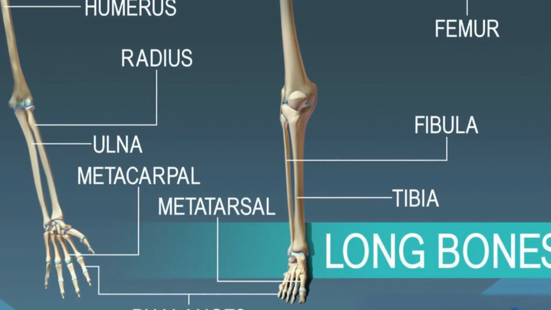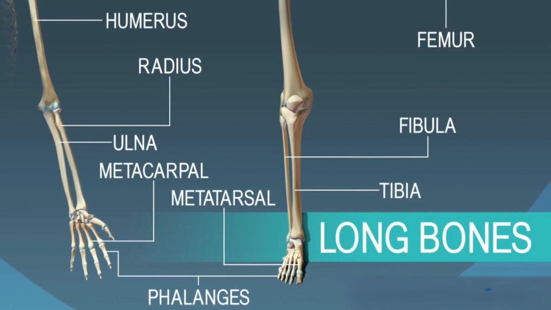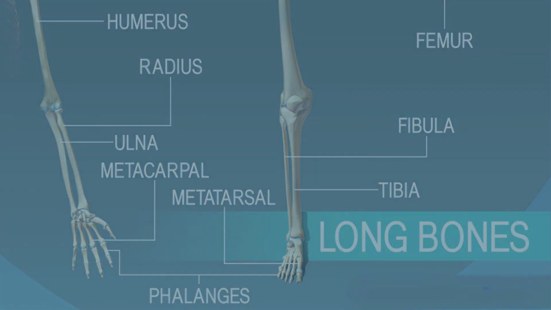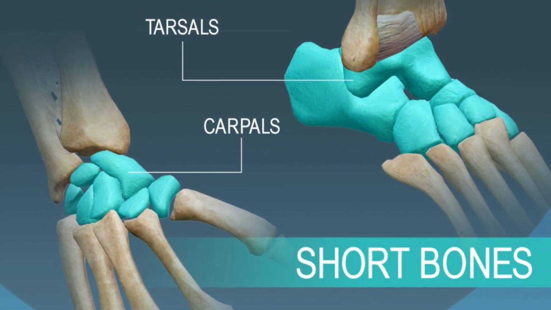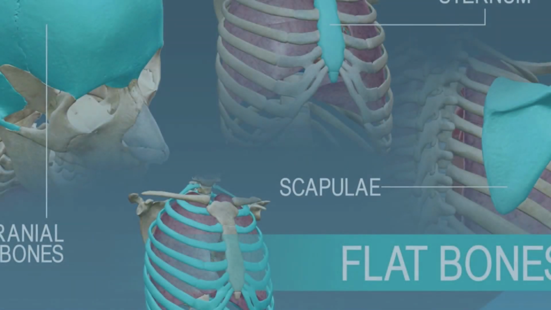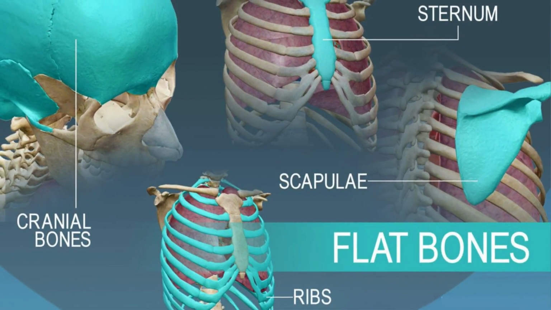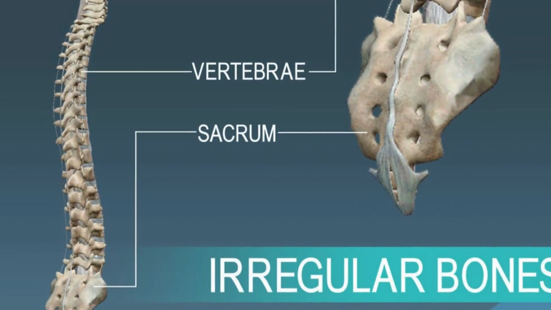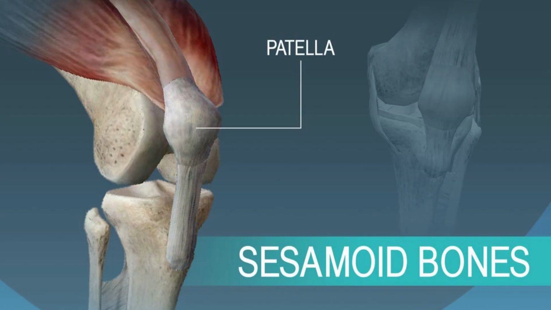Long bones, such as the femur and humerus, are characterized by their elongated shape and serve as levers for movement. Short bones, like those found in the wrists and ankles, provide support and stability. Flat bones, such as the skull and sternum, offer protection to vital organs. Irregular bones, such as the vertebrae and hip bones, have complex shapes and functions. Sesamoid bones, like the patella, are embedded within tendons and provide mechanical advantages.